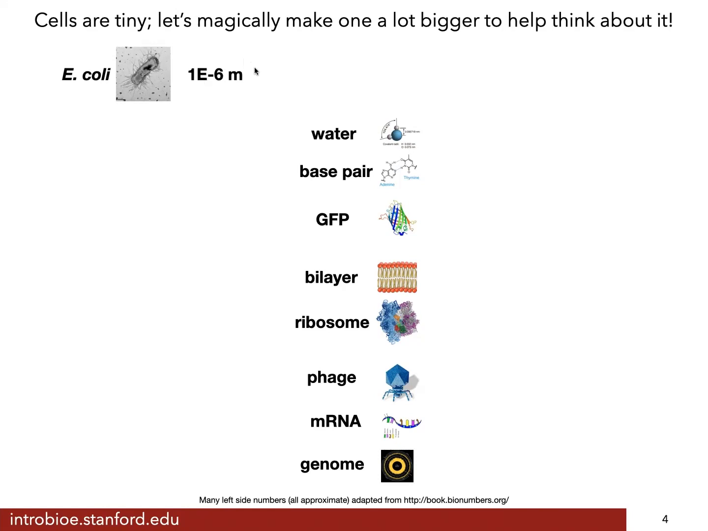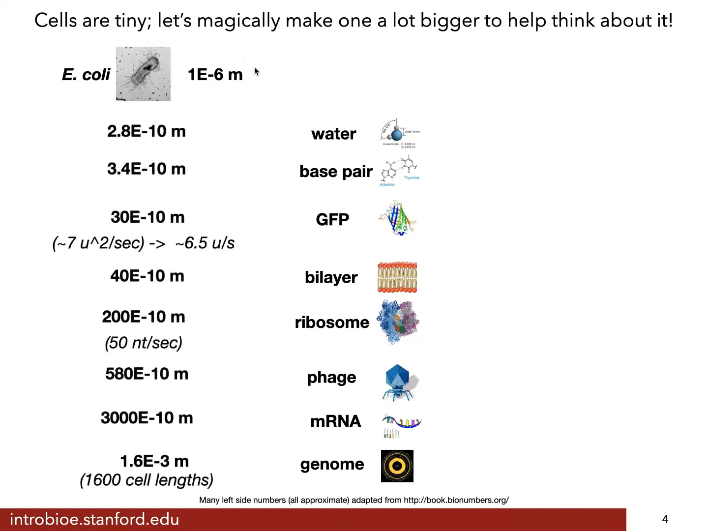Okay, so how big is a water molecule? How big are all these other molecules? You can say a water molecule is about 2.8 × 10⁻¹⁰ of a meter. A nanometer would be 1 × 10⁻⁹. So this is not even a nanometer. It's 28% of a nanometer, it looks like.